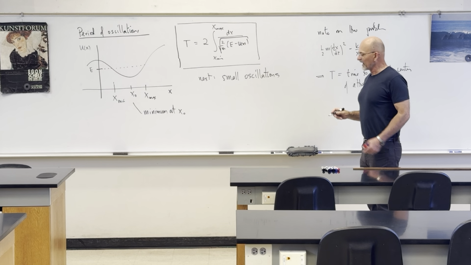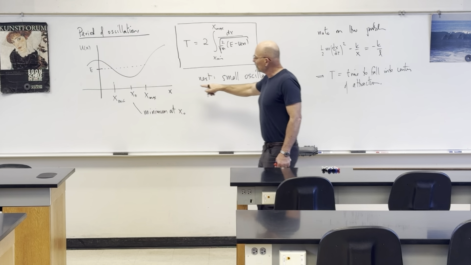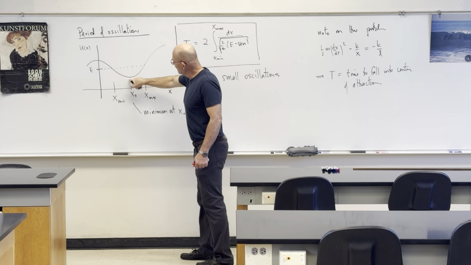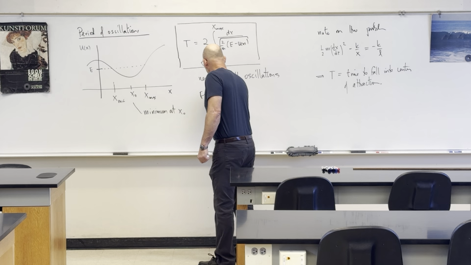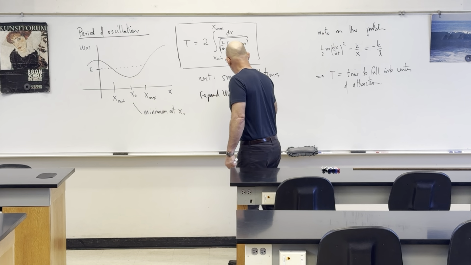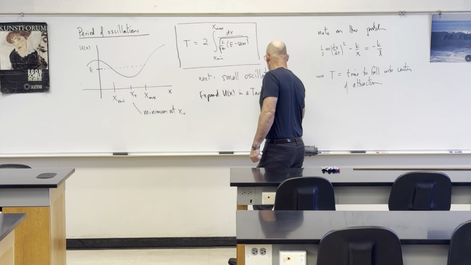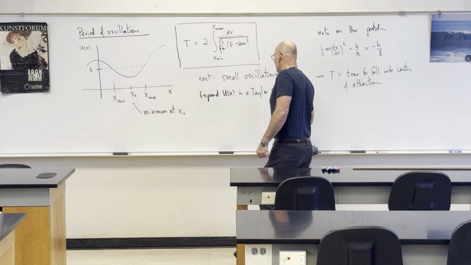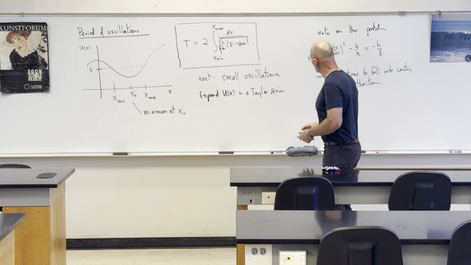So what is a small oscillation? What we do is we expand this function in a Taylor series. We're going to expand u of x in a Taylor series, and we have a local minimum at x of 0.